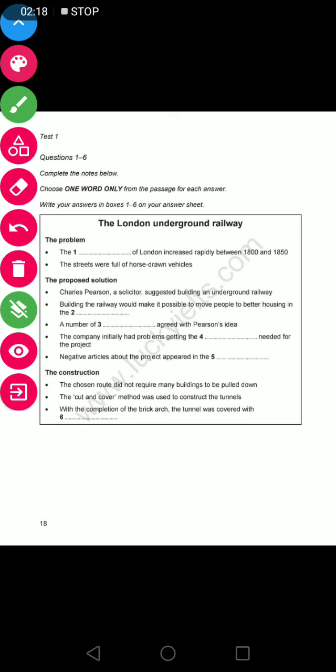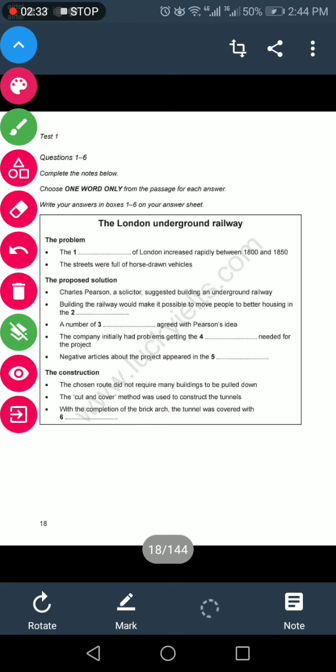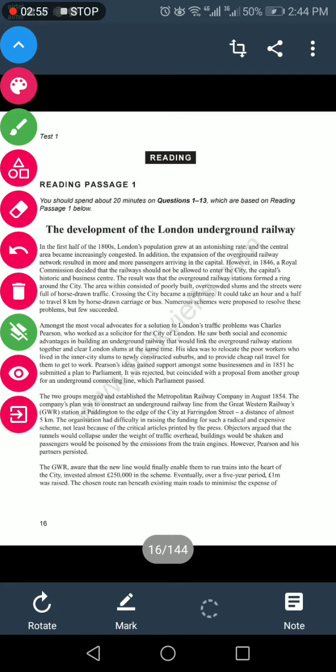Now we have to move on to the second fill up, and this is in the location, the proposed solution. Building the railway would make it possible to move people to better housing in the dash. In this statement, they said that building the railway would make it possible to move people to better housing. We have to find out where the better housing will be. So we have to check the location.